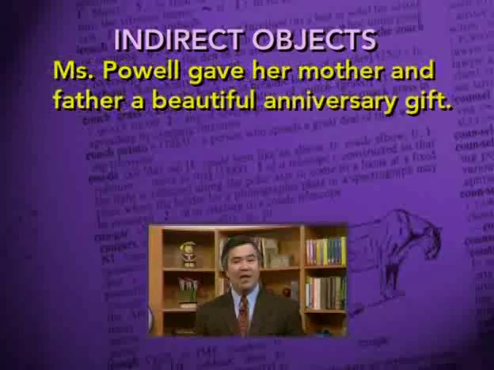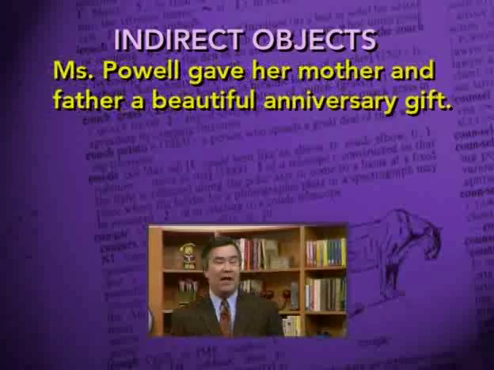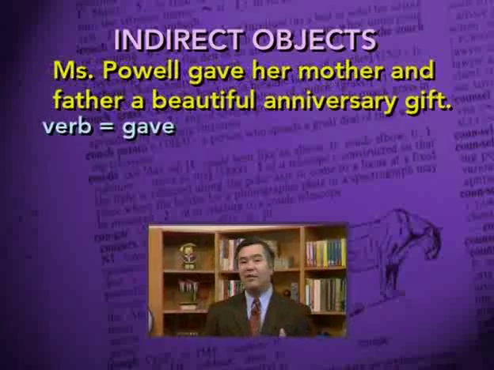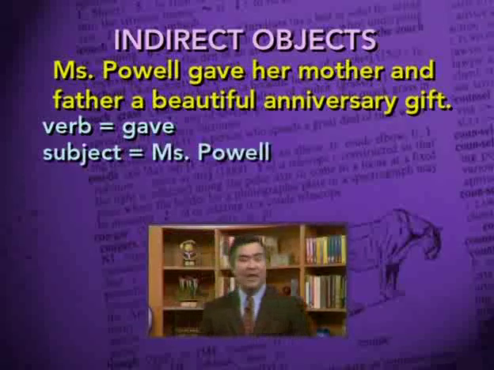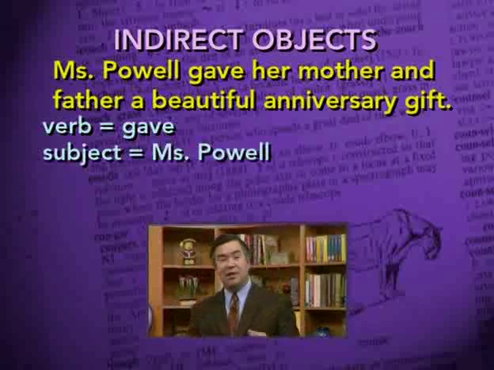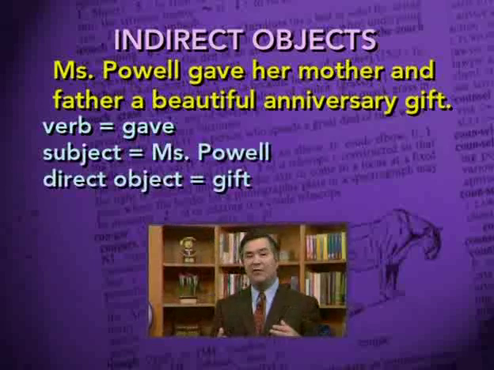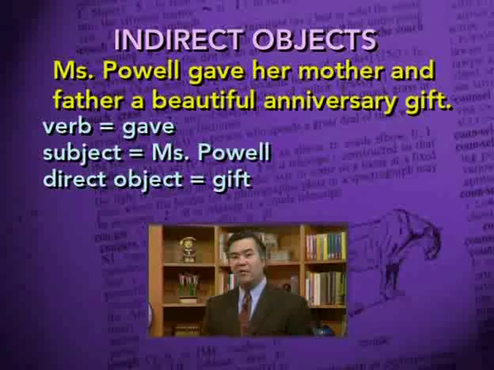Ms. Powell gave her mother and father a beautiful anniversary gift. What's the verb here? Gave. The subject, Ms. Powell. And what did Ms. Powell give? That is, what's the direct object? The answer, gift. She gave a gift, specifically a beautiful anniversary gift.